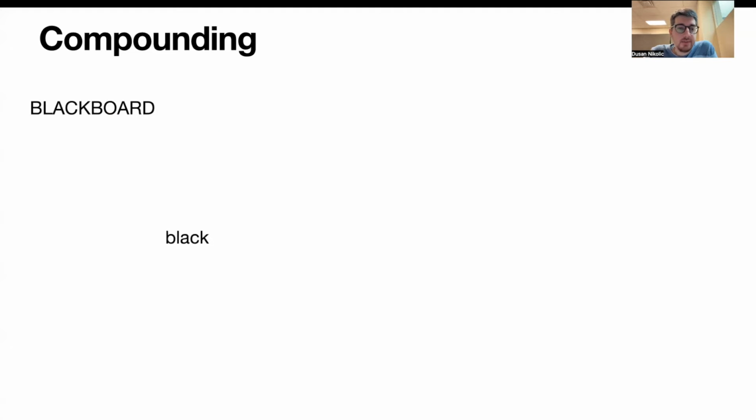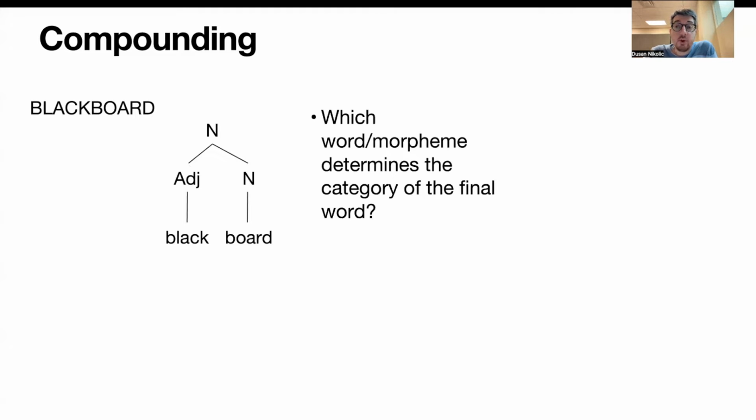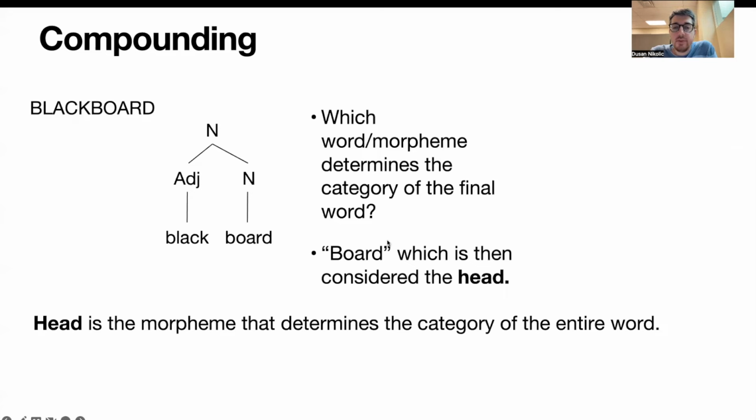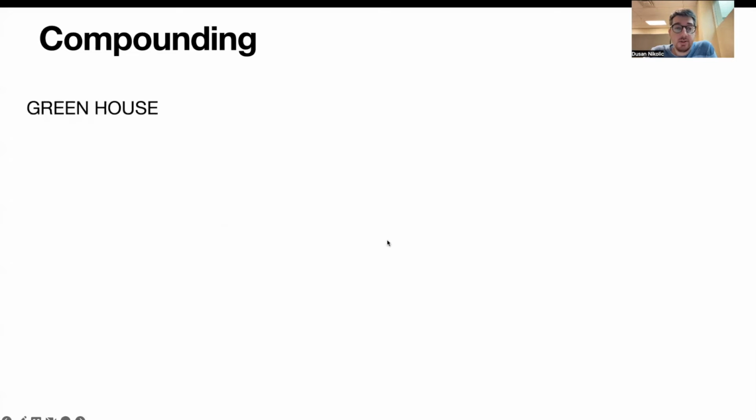Let's start with blackboard. Black is an adjective, right? Board is, of course, a noun, and blackboard is a noun. So that's how we are going to build this word with two lexical categories, not an affix anymore, but an adjective. Which word or morpheme determines the category of the final word? So how do we know this is a noun? Well, board in this case, which is considered the head, right? Blackboard. Head is the morpheme that determines the category of the entire word.